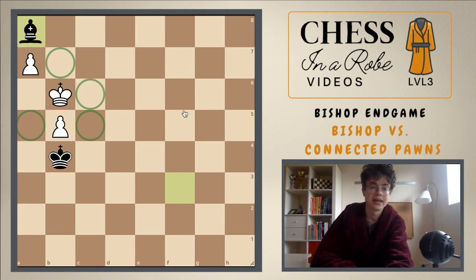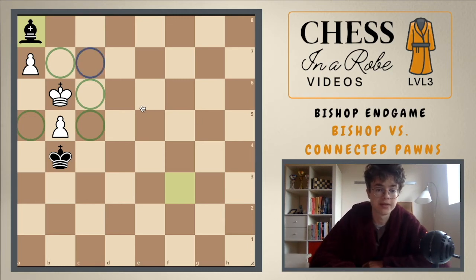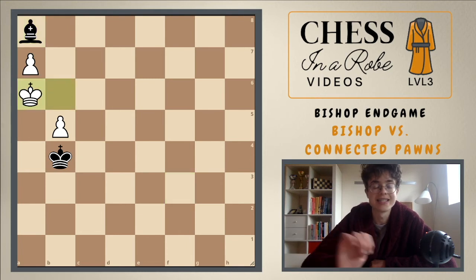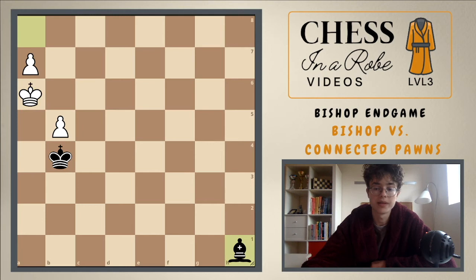And let's say the king would go to c7, then we would be able to capture the pawn with the king. So actually there is only one move the white king can play, which is to go to a6. And now it's actually a very simple draw by repetition, because there is no way that white can improve his position, and this will be a draw.